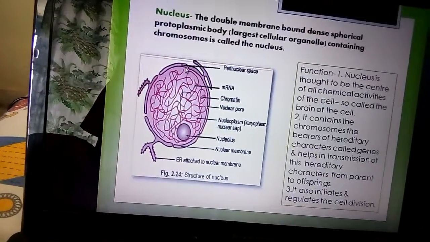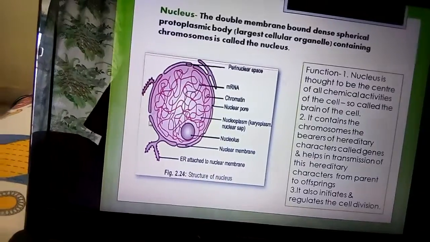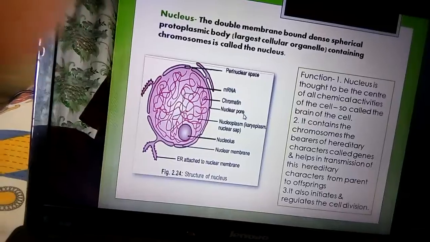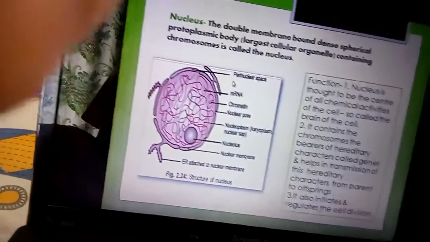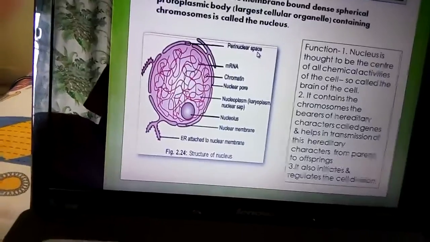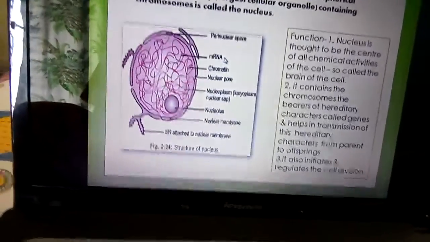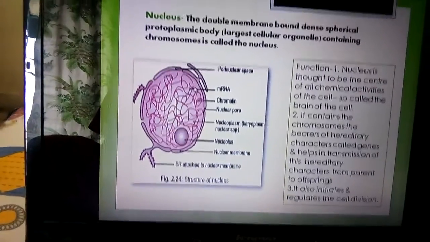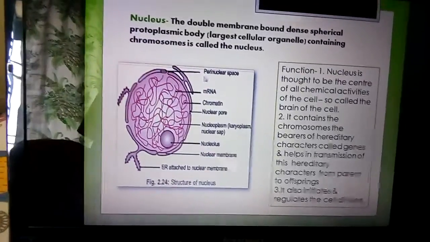Here are the pores found on the nuclear membrane. These pores are known as nuclear pores, and the space between the two membranes is known as the perinuclear space. Now the function of the nuclear membrane: the nuclear membrane separates the nucleus from the surrounding cytoplasm.